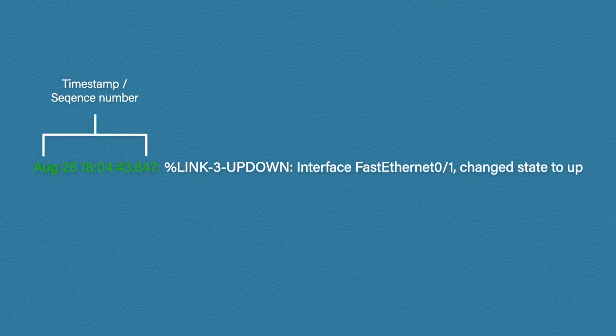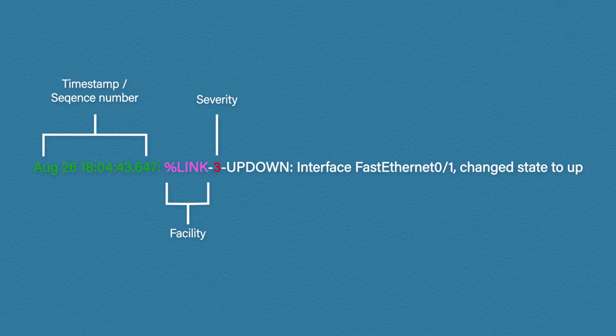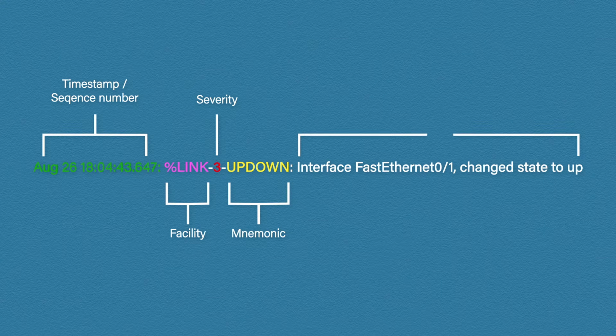The first part is the timestamp or sequence number. On Cisco devices, you can choose which one you want to use. The next part is called the facility. This shows the source of the message. Next, we have Severity. This shows you how urgent the log message is. Then we have something called the mnemonic. This is a code to identify the message. And finally, we have the description, which contains the log message.